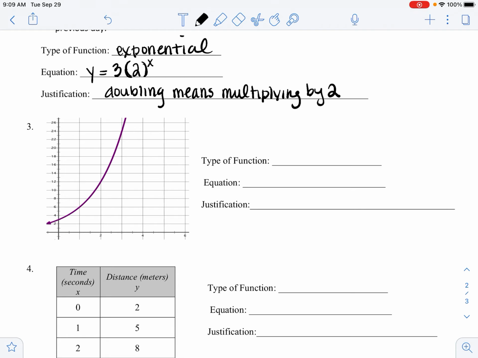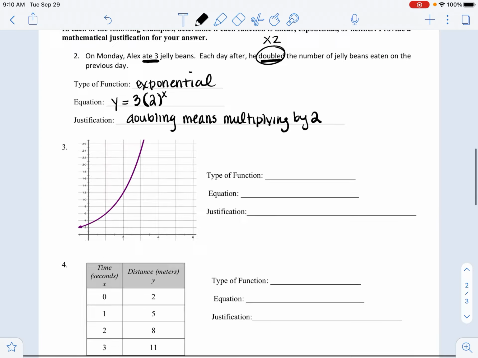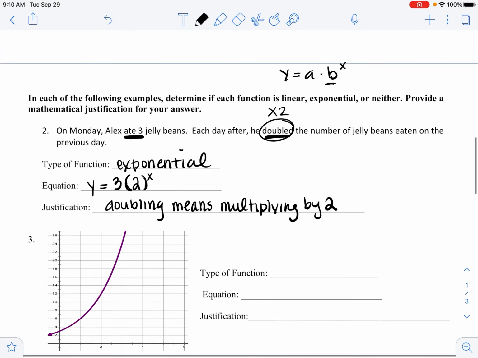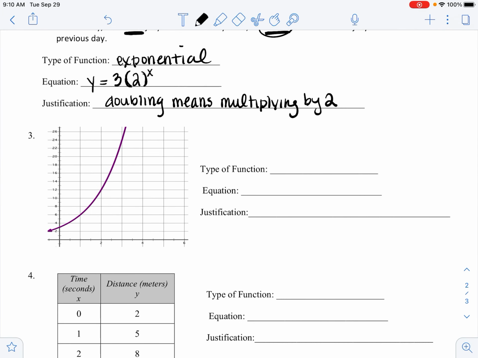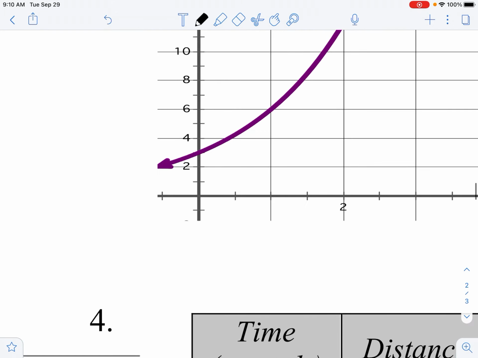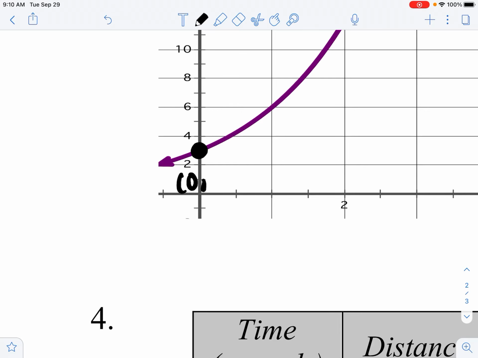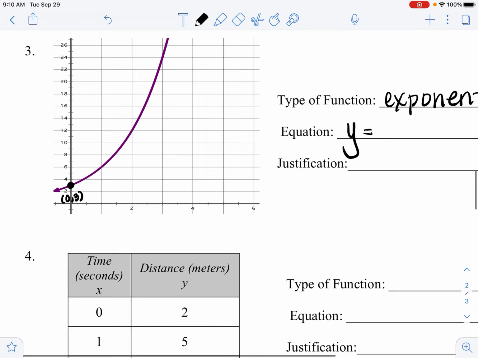All right, let's look at number 3. I want to know, is this a linear function, an exponential function, or neither? If you look at it, it's not a line, so it's not linear. If you look back at what an exponential function looks like, that curve that increases, or it can be decreasing too, it is exponential. Let's write our equation. y equals, a is our initial amount. When x is 0, what is y? This looks like the point (0, 3) to me, so my initial amount is 3.